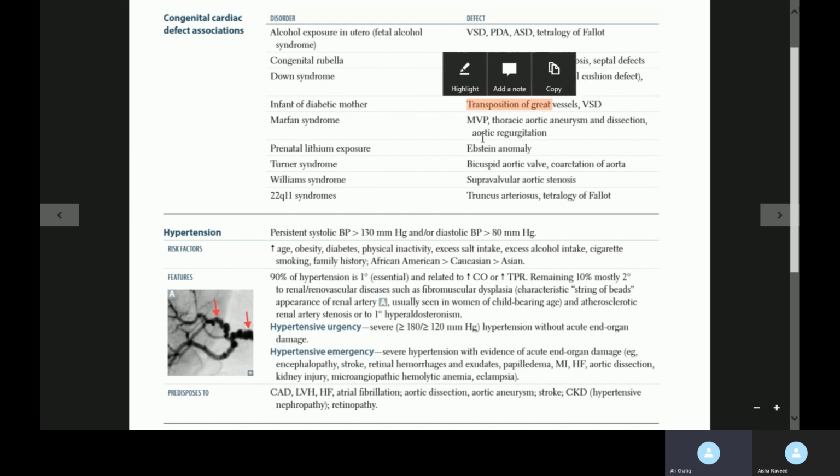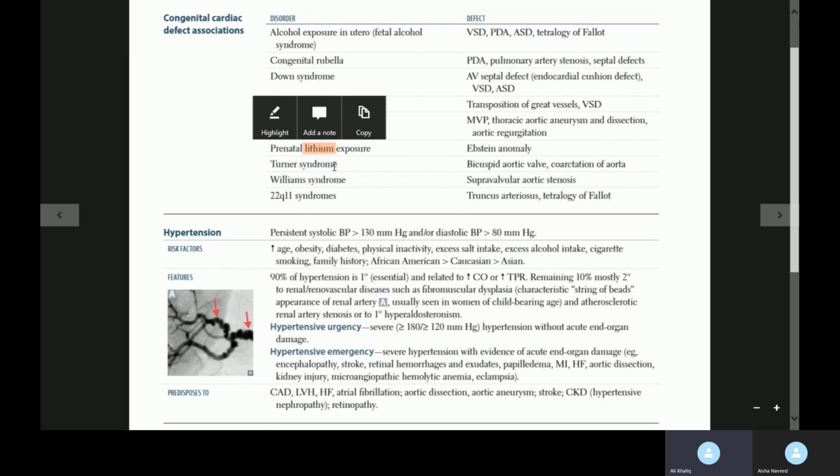We already discussed that. With Marfan syndrome, because it is a connective tissue disorder, there will be mitral valve prolapse. There can be aortic aneurysm, aortic dissection, aortic regurgitation, mitral regurgitation. Lithium, we discussed yesterday, causes the Ebstein anomaly. Turner syndrome is associated with bicuspid aortic valve and coarctation of the aorta.